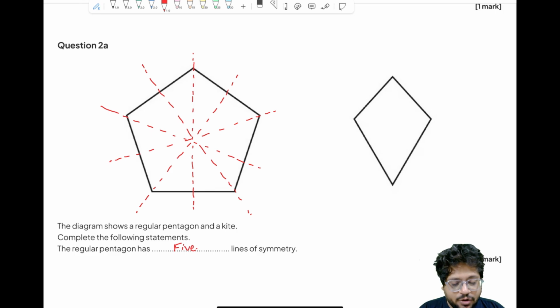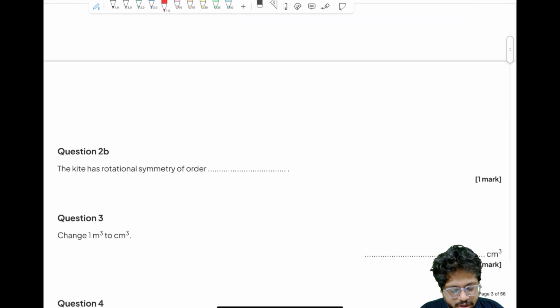Otherwise it will not be the same figure at any angle. So that means it has a rotational symmetry of order 1. Out of this 360, only once you get the same figure, and that is 360 degree only. So rotational symmetry of order 1. Clear?